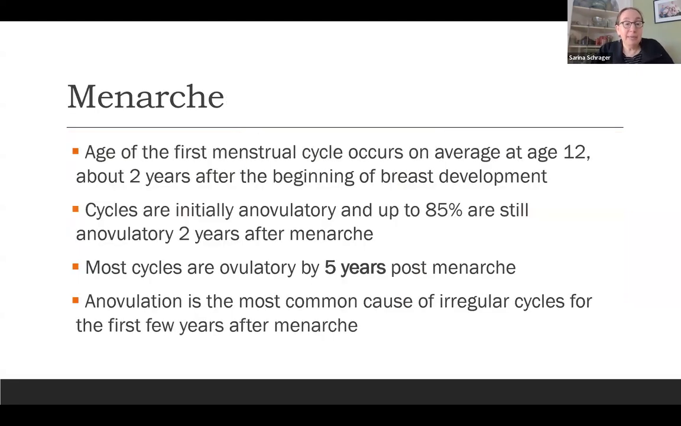Menarche, which is the age of the first menstrual cycle, happens about 2 years after the beginning of breast development. Menstrual cycles initially are anovulatory, and up to 85% are still anovulatory 2 years after menarche. It takes up to 5 years post-menarche for people to start having ovulatory cycles. Because of that, anovulation is the most common cause of irregular cycles for the first few years after menarche.